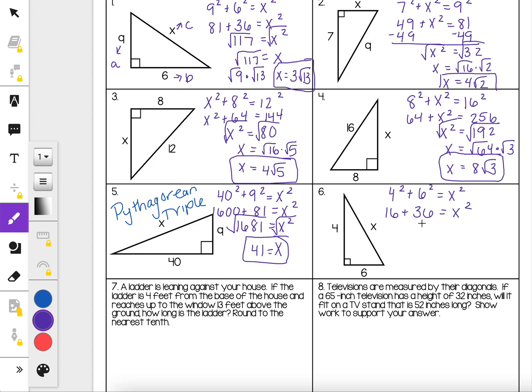And we get 52 equals x squared. And again, we're going to simplify that radical here. You could just plug this into the calculator and get a decimal value if that's what your teacher allows. But if you want to simplify your radicals here, I look for that largest perfect square, which in this case would be 4. 4 times 13 is 52. So the square root of 4 is 2, and then I leave that square root of 13 as is.